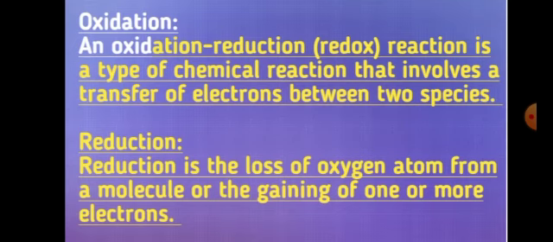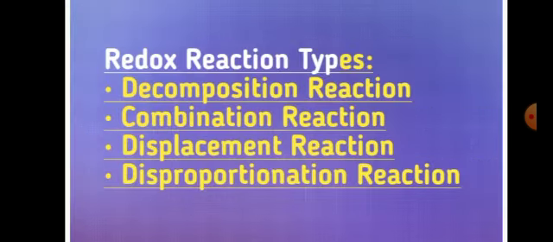An oxidation reduction, that is redox reaction, is a type of chemical reaction that involves a transfer of electrons between two species, that is in terms of electrons. And reduction is the loss of oxygen atom from a molecule or the gaining of one or more electrons. So that is your reduction and oxidation. I guess until then it's all clear. So let me move on with the next topic. I guess that you all understood until this.